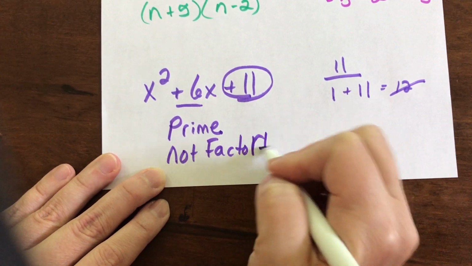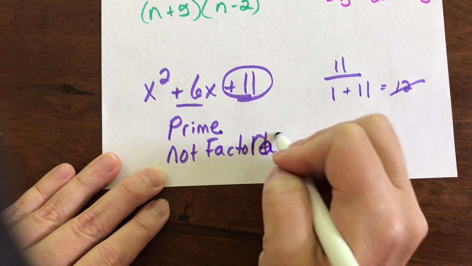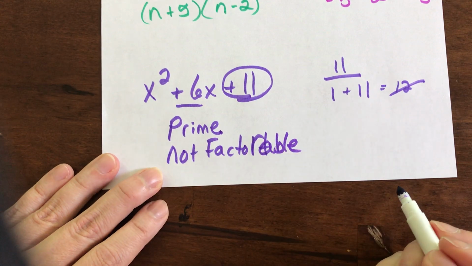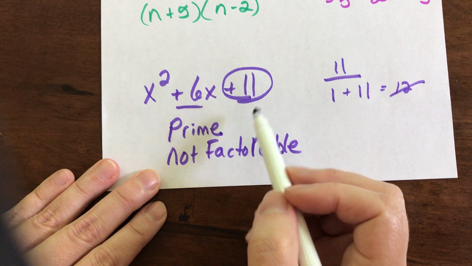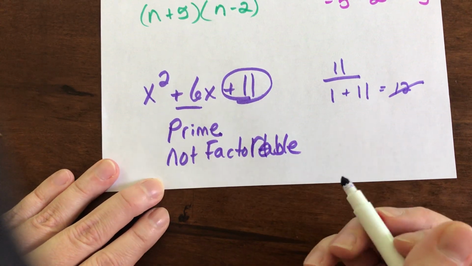Some books are going to call it not factorable. Ooh, factorable. I can't spell. Factorable. Is that right? Okay. So don't freak out if you get some problems that are like, oh, this is not working, because it possibly could be not factorable. Okay.